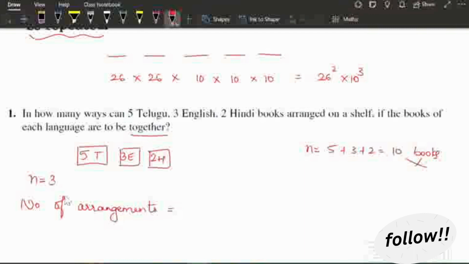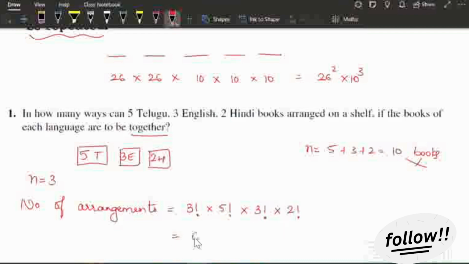Now take n factorial. N factorial is 3 factorial into, in each of these groups, how many objects we have grouped, that factorial you have to take. So here I have grouped 5 objects, so take 5 factorial into. Here I have grouped 3 objects, so take 3 factorial into. Here I have grouped 2 objects, which gives you 2 factorial.